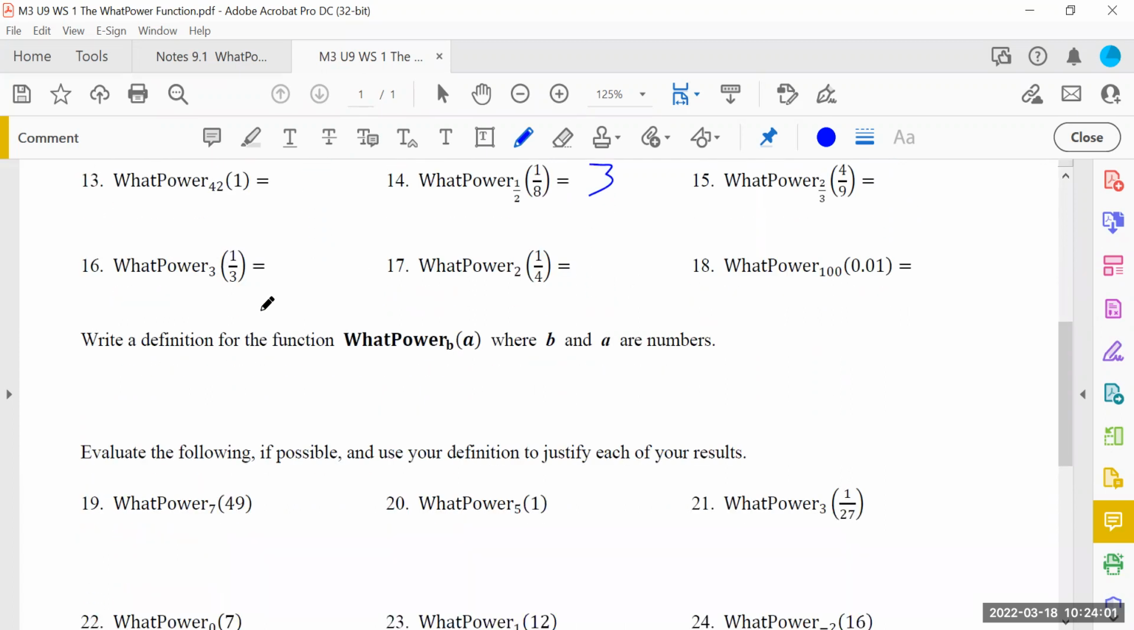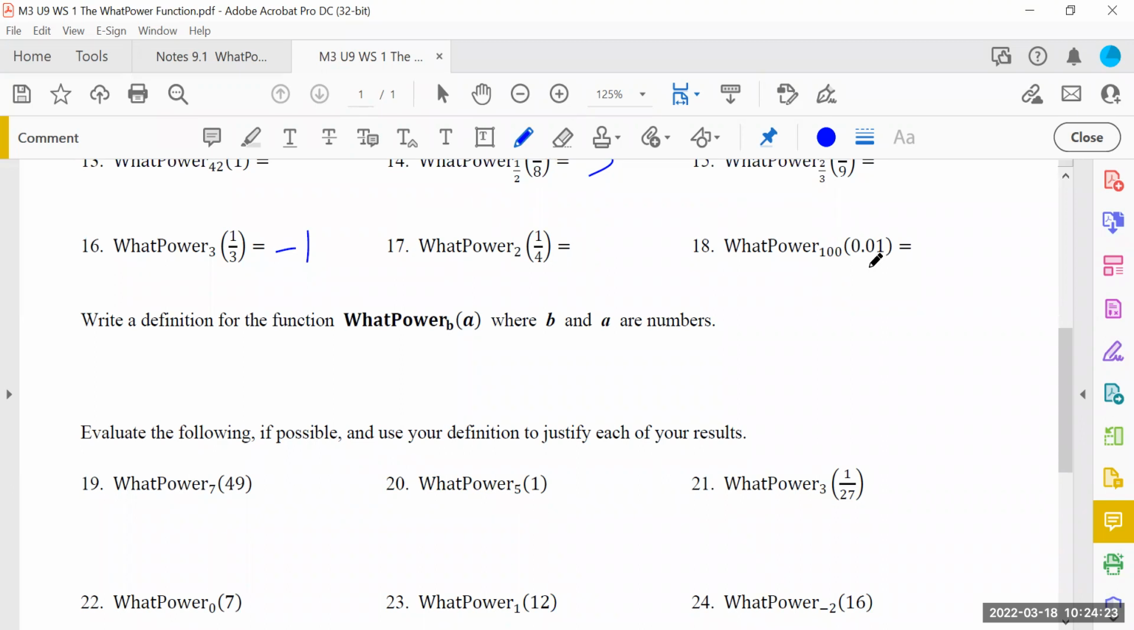Number 16, what power of 3 makes 1/3? Emily, what's that one? -1. That negative again makes the reciprocal, flips it upside down. 18 throws people off every time. Looking at this, the trick is rewriting that 0.01 as a fraction. Is everybody good with 0.01 being 1 over 100? Now it's the same as 16.